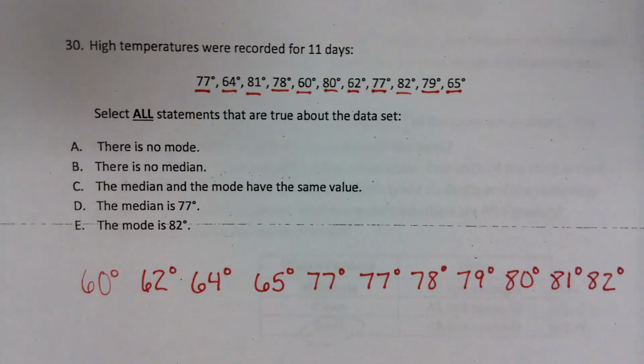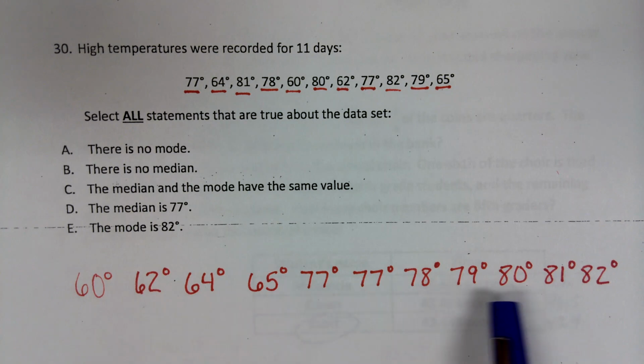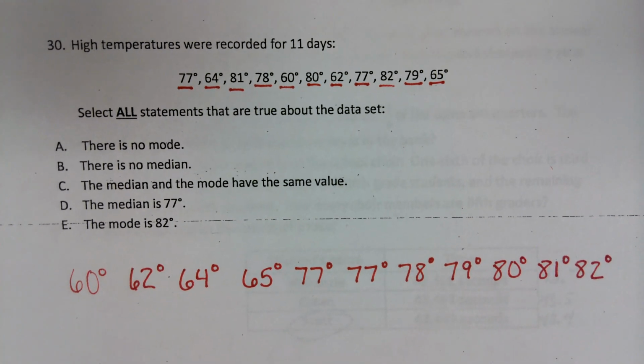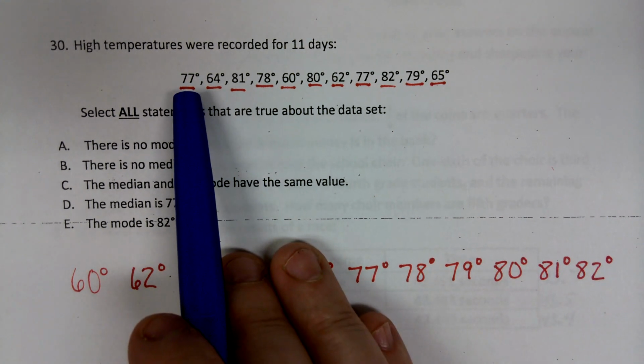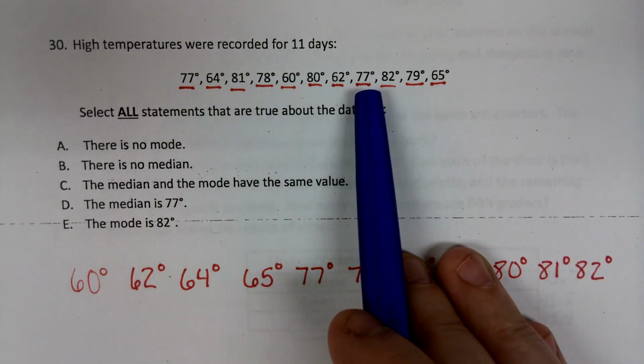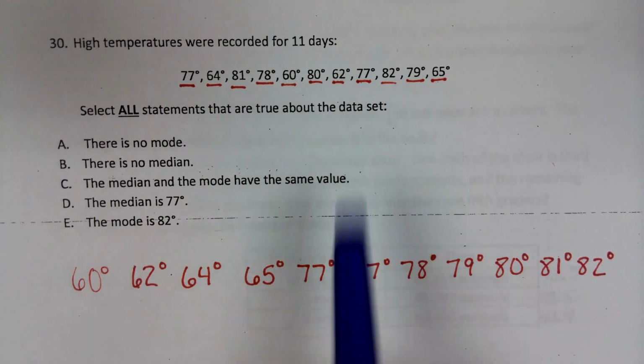It's a bit trickier. So in number 30, high temperatures were recorded for 11 days, and we've got that data here, and what I've already done is gone through and listed all of those temperatures in numerical order from least to greatest. Now, it doesn't have to be least to greatest. You can do it greatest to least. I'm just always in the habit of going from the smallest one first. And one thing you want to watch out for is if any temperatures are duplicated. For example, we had a 77 here, but a 77 again later in the data set. Make sure you list it twice because it happened 2 different times.